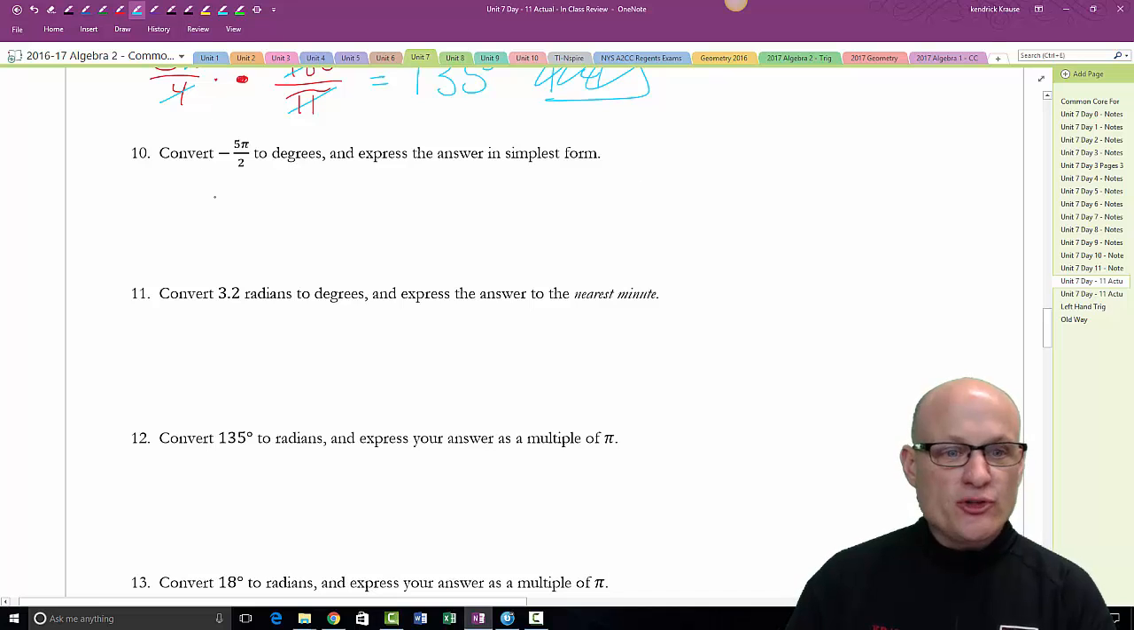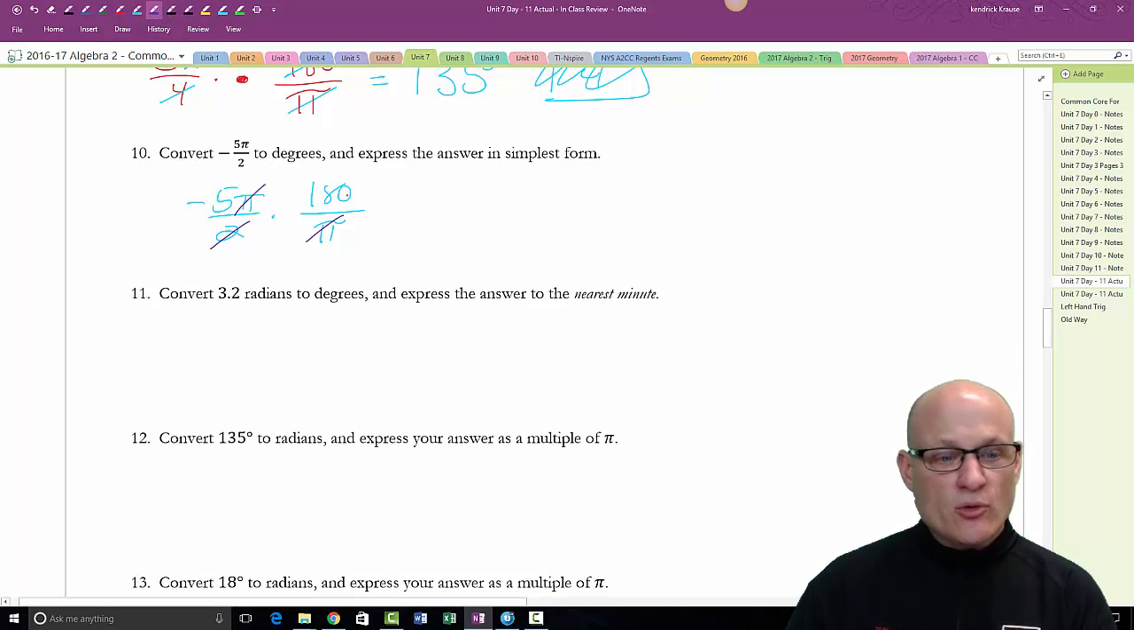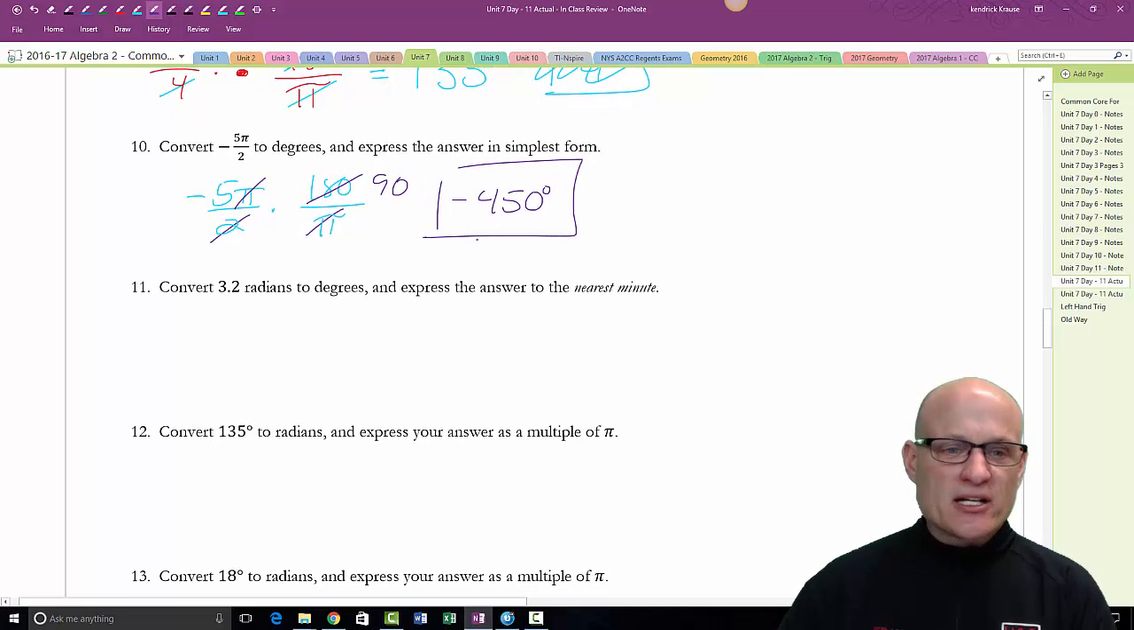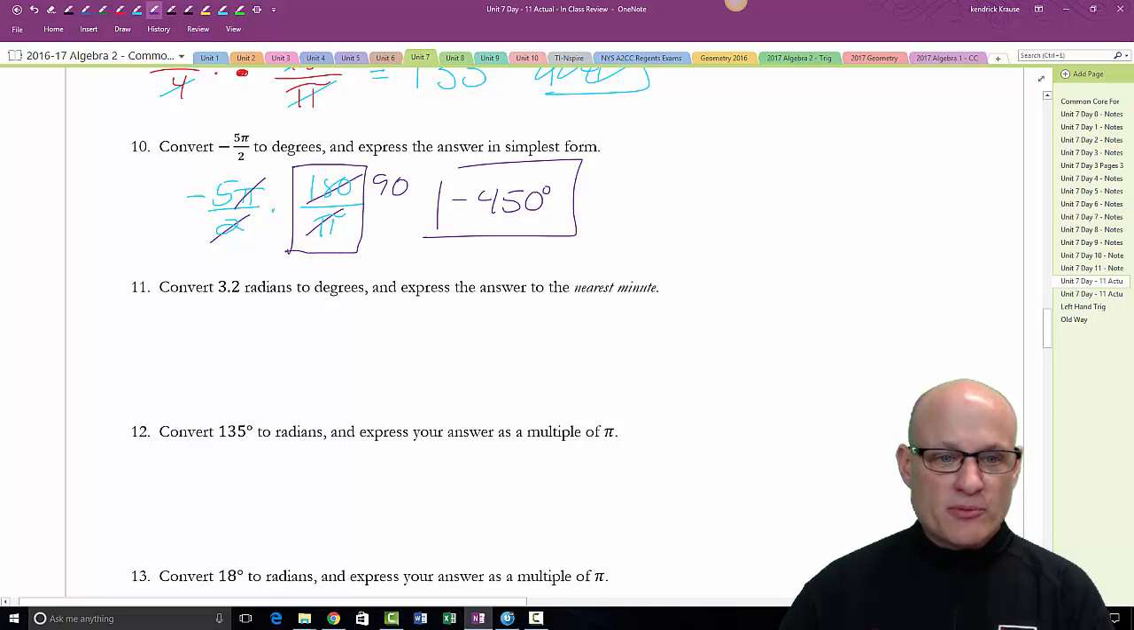Convert negative 5 pi over 2 into degrees. So negative 5 pi over 2 times 180 over pi. The pi's cancel. 2 goes into 180 90 times. So I get negative 450 degrees. So if I convert from radians to degrees, this is what I multiply by.